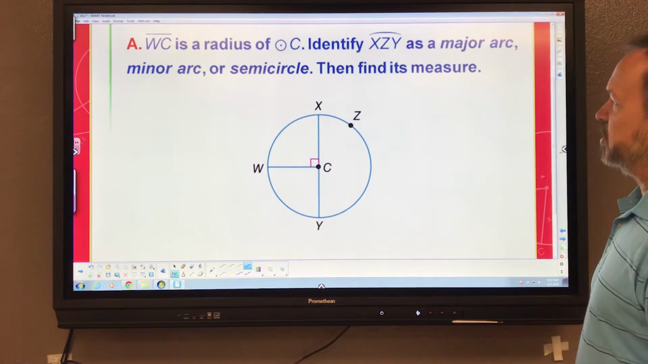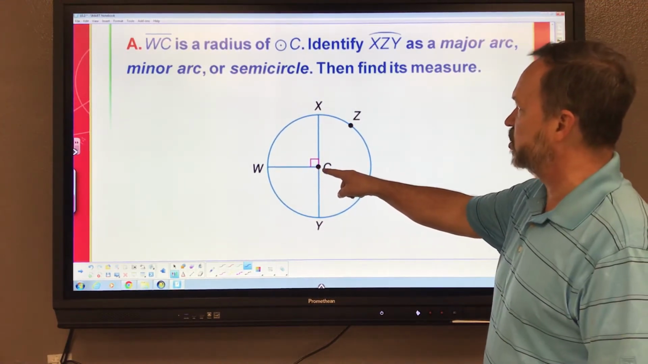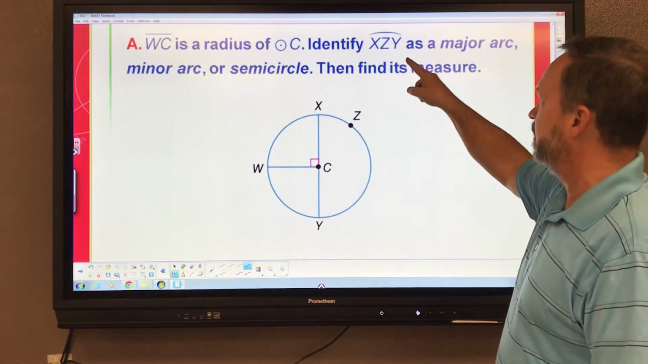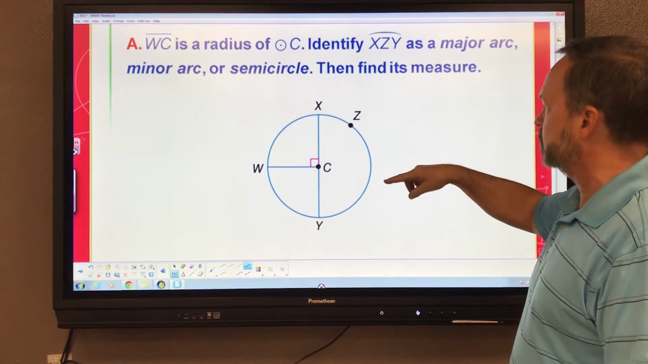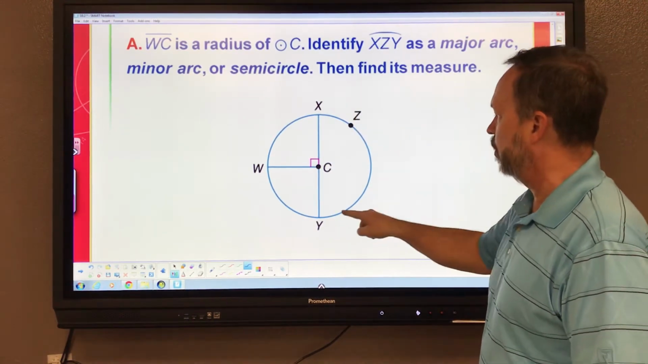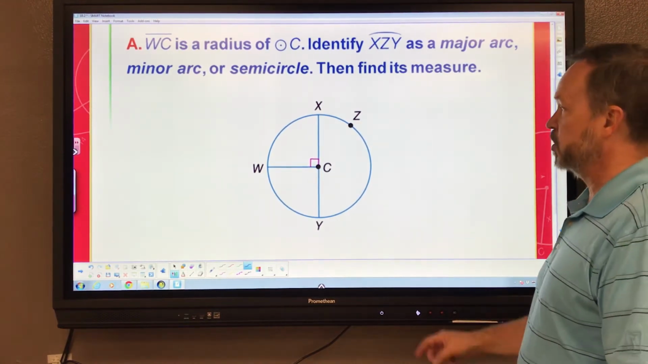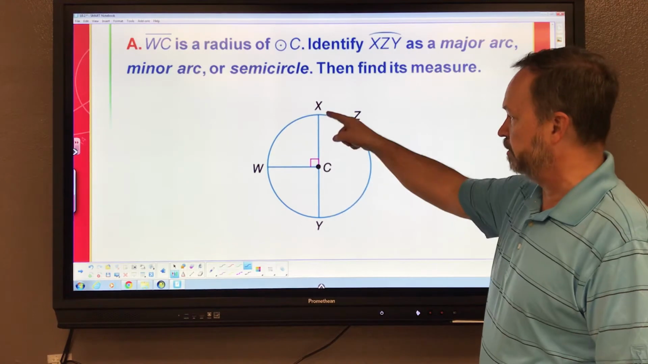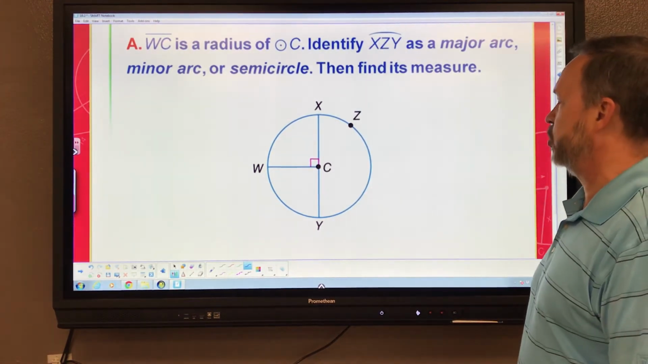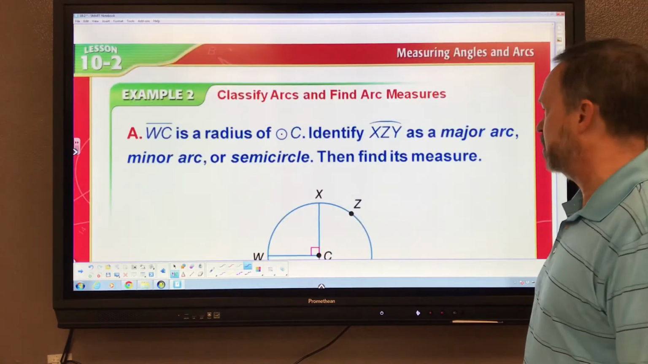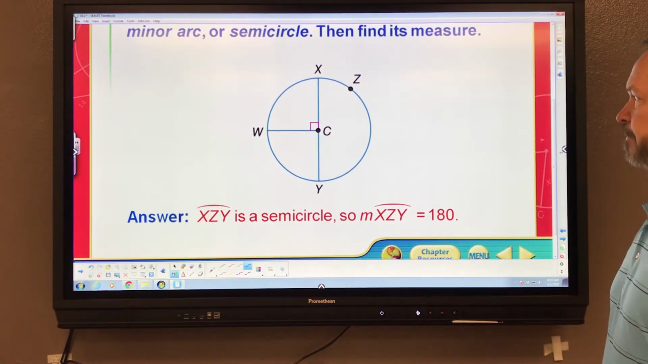All right, WC is a radius. Segment WC is a radius of circle C. So we know that's a center. We know that's a radius. Identify arc XZY as major, minor, or semicircle. So XZY, it's a semicircle, right? It's a semicircle because its endpoints are a diameter. So it says, then find its measure. Well, its measure would be 180 if it's a semicircle. So, there we go.